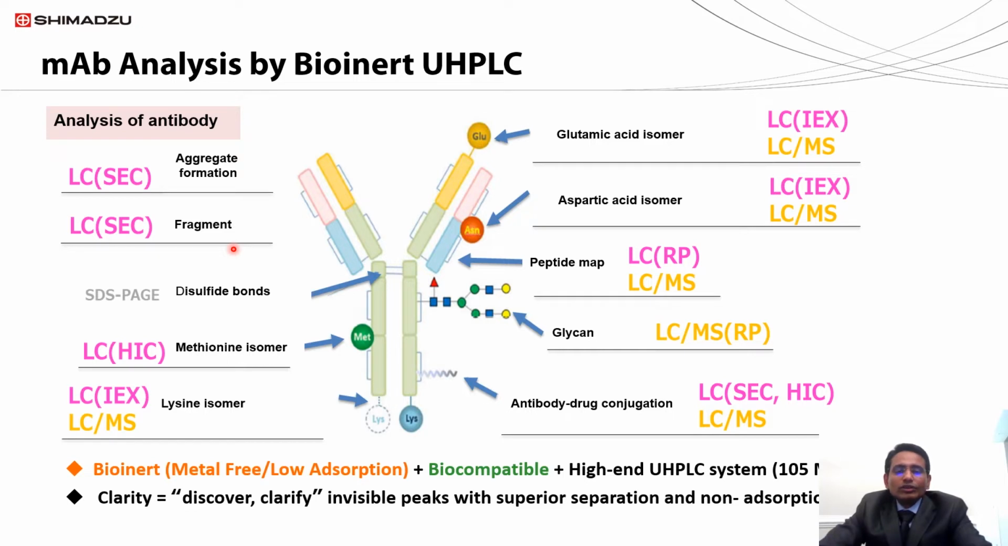The reason we can do a variety of analyses without metal interactions is because it has a metal-free, low adsorption flow path. And for the pressures, the outer surface is metal that can sustain pressure up to 100 megapascal. And inside is coated with PEEK that creates the metal-free flow path from the needle to the detector.